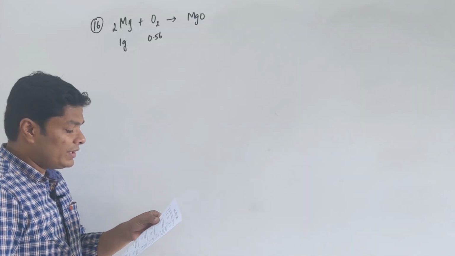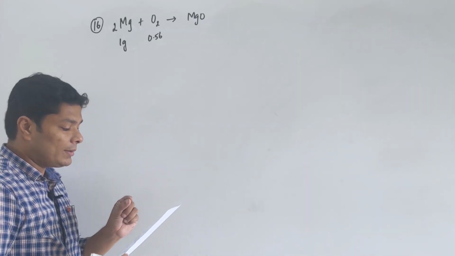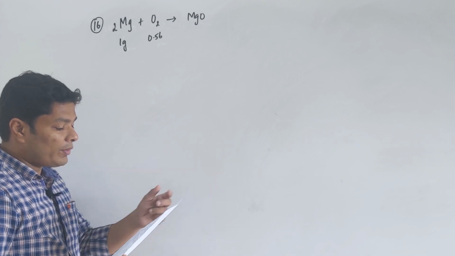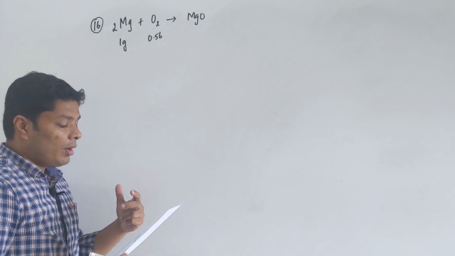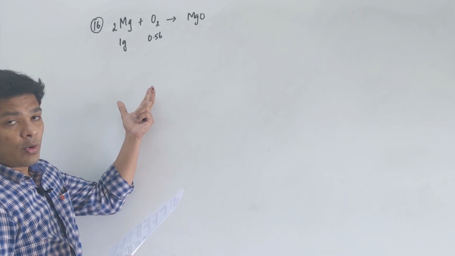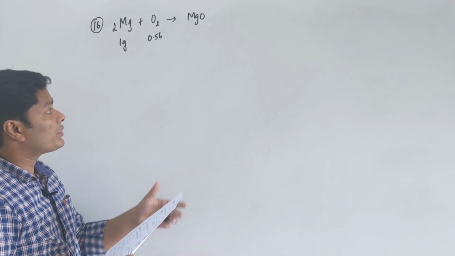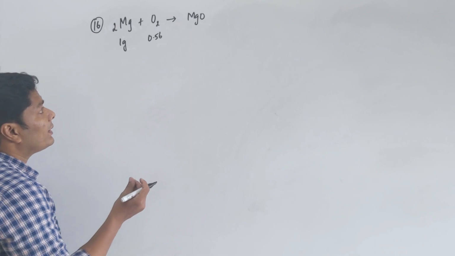Let's look at question number 16. 16 is a little bit tough in terms of math. 1 gram magnesium is there, 0.56 grams oxygen is there. The reaction is straightforward. What is left over and how much? Now this is a little tricky.